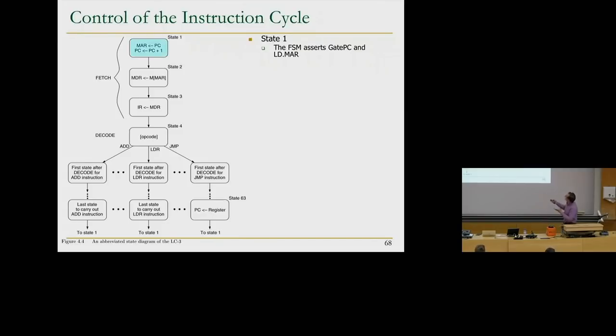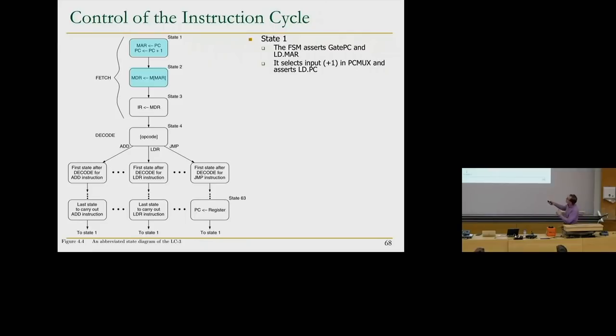The finite state machine asserts gate PC and load MAR, so that PC gets loaded into the MAR. Imagine the picture right now. And PC also gets incremented at the same time. It selects input +1 in PCMux and asserts LDPC. You should go through this on your own. We've gone through a lot of it actually so far. And then you go to the next state. At the end of the clock cycle, you transition to the next state.